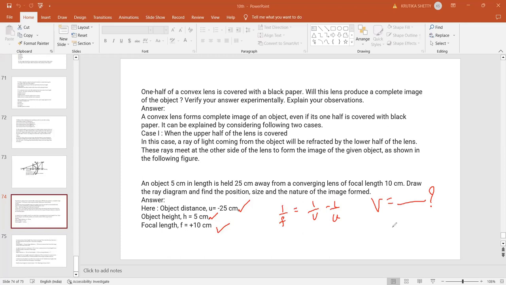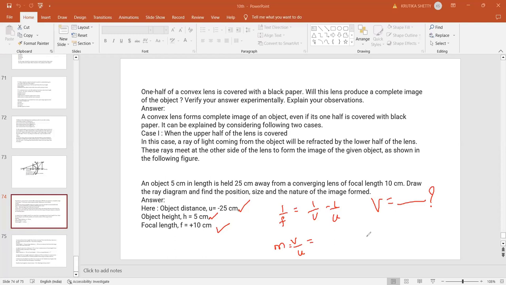If they ask for nature, you have to use the magnification formula also. So, magnification is equal to v by u. For a lens, it will not be minus. So substitute the value of u, substitute the value of v, and you will get the magnification.